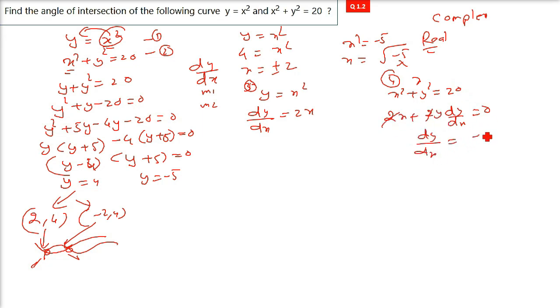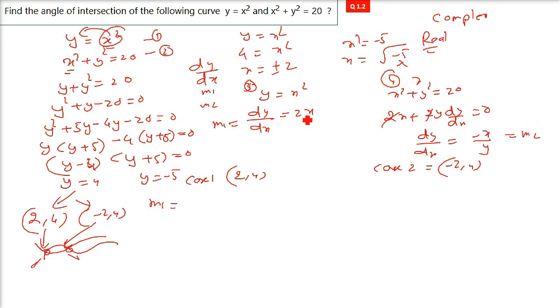So dy by dx will be negative x by y. So the first slope will be computed at 2x. The second slope will be computed at minus x by y. So I'm taking case 1. First we'll use the coordinate 2 and 4. Second we'll use the negative 2 and 4. So just put these values and find out m1 and m2 in both the cases.